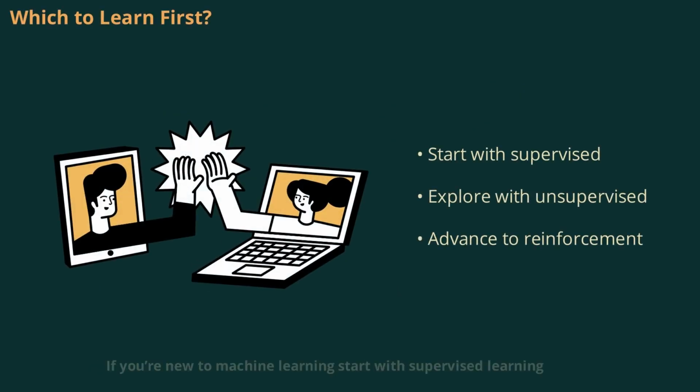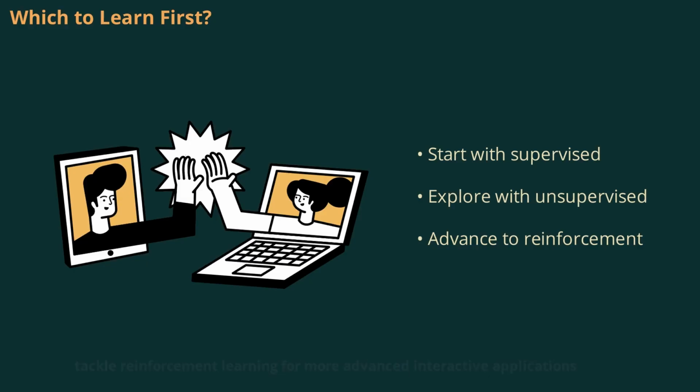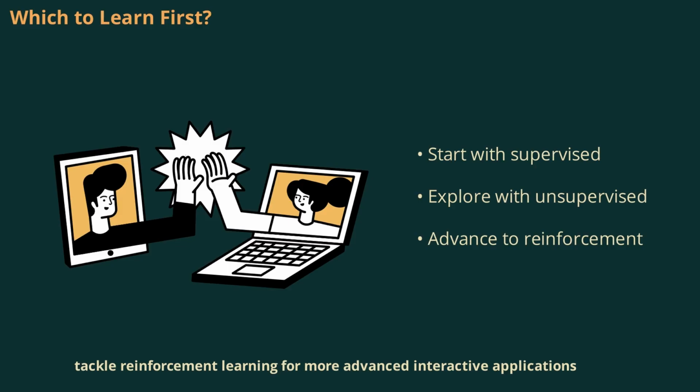If you're new to machine learning, start with supervised learning. It's the most intuitive, has the largest number of practical applications, and forms the foundation for understanding other types. Once you're comfortable, move on to unsupervised learning to explore data in new ways. Finally, tackle reinforcement learning for more advanced, interactive applications. This progression will give you a strong grasp of the field and prepare you for a variety of roles.